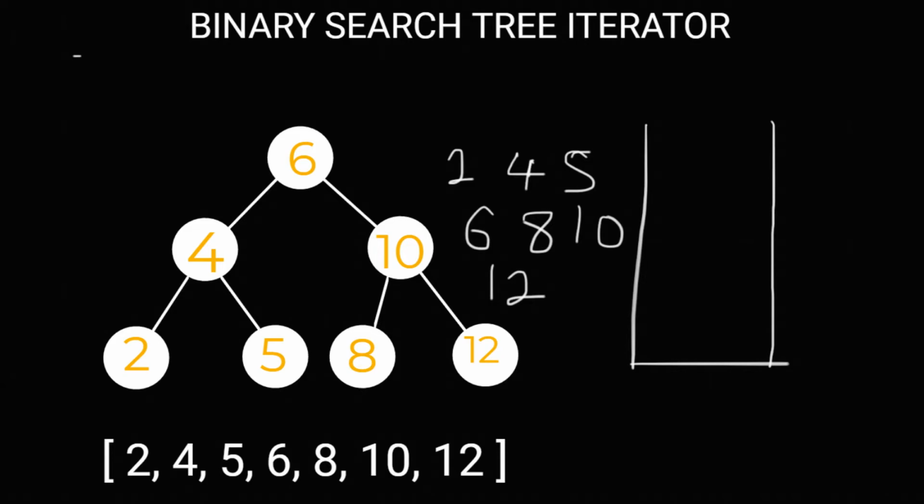Also, we have to implement a function that checks if there's a next value for the iterator to go through, hasNext. The way we implement that is fairly simple. We just check the size of the stack. If the stack has elements in it, then we know there's a next value to check. If there are no elements in the stack, then there's no elements to check. So that's how you do that.